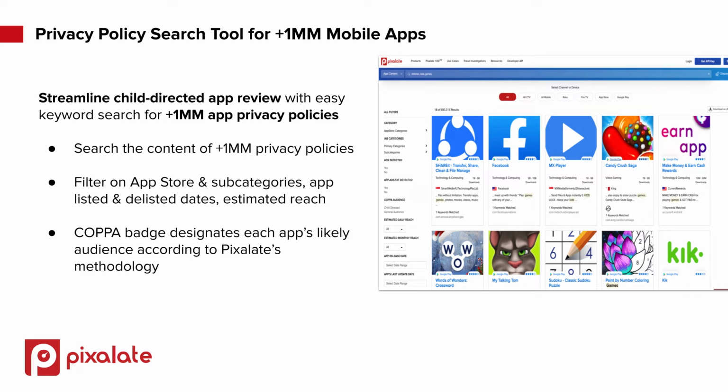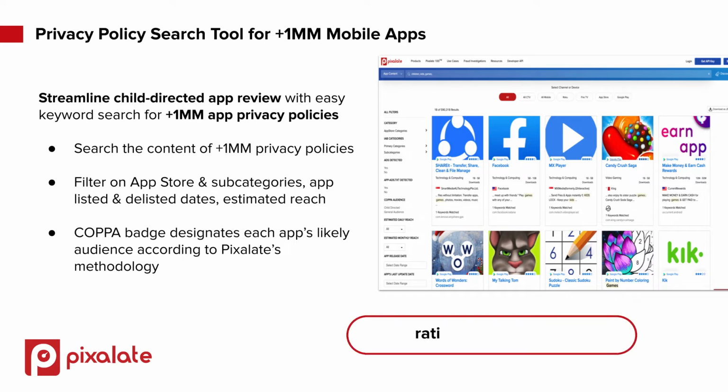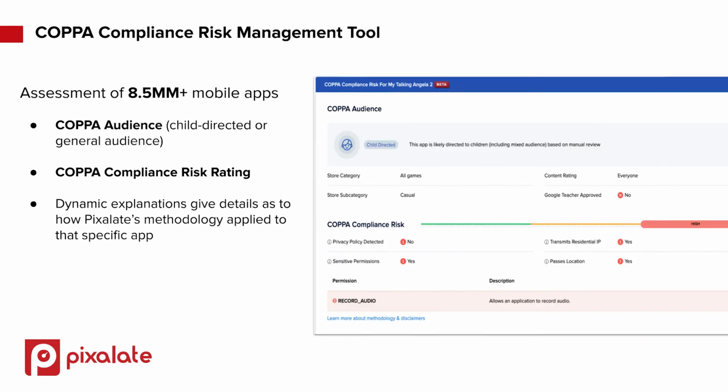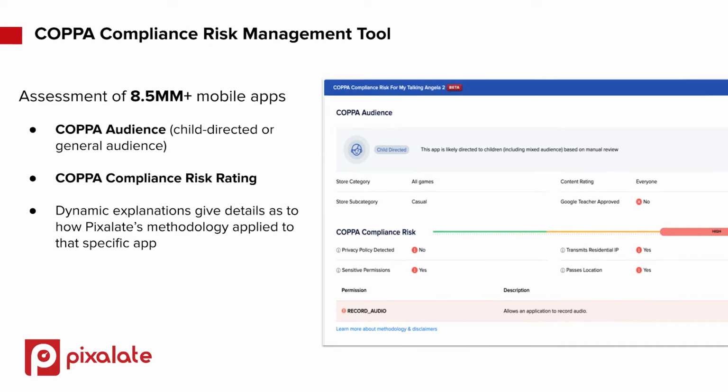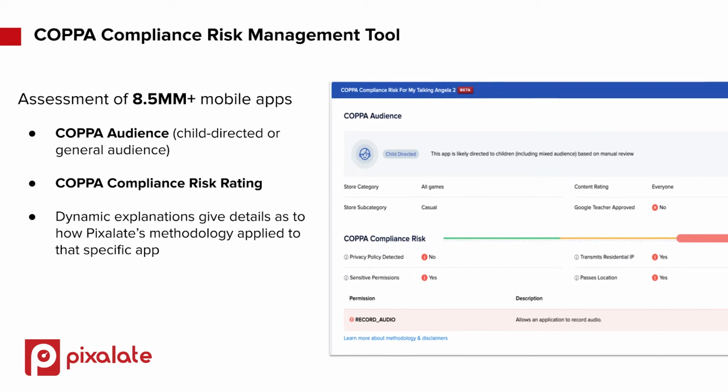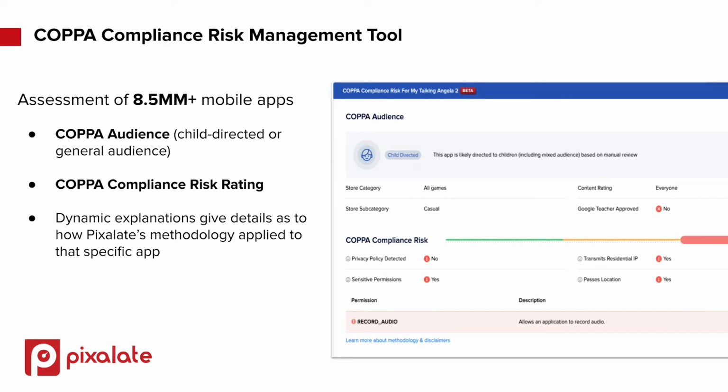All of this information is available for free on Pixalate's website. You can search any app at ratings.pixalate.com. When you enter the name of the app, it will indicate what Pixalate's automated assessment deemed the likely audience to be. Either child-directed, which includes the mixed audience category, which is apps where a portion of their audience is children under 13, or general audience. So we're either labeling it as child-directed or general audience.